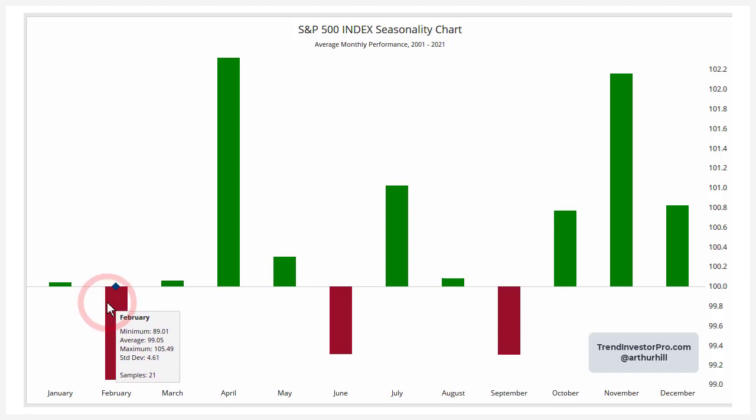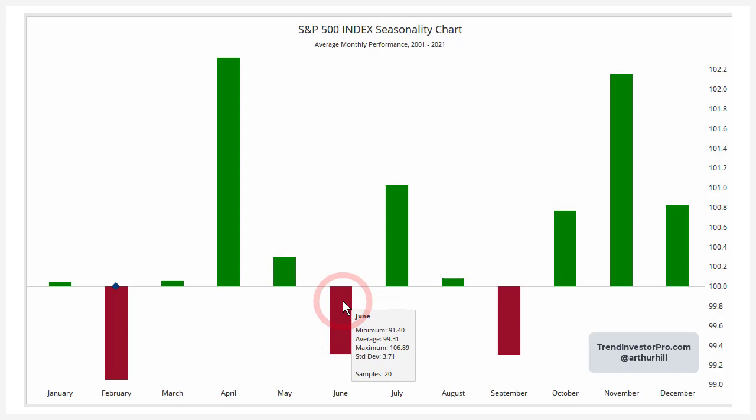And if you go back on the chart, you'll see February 2001, the S&P 500 was down 9%. February 2009, it was down 11%. February 2020, it was down 8.4%. So those big declines really affected the average for February. And the same is true in June. If we look at June 2002, down 6%. June 2008, down 8.6%. June 2010, down 5.4%.